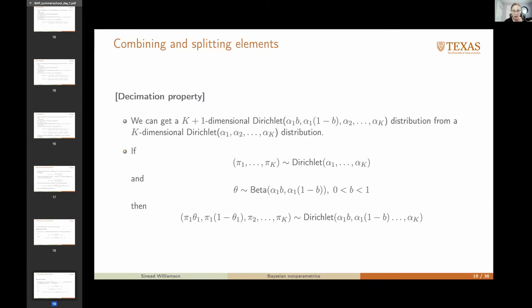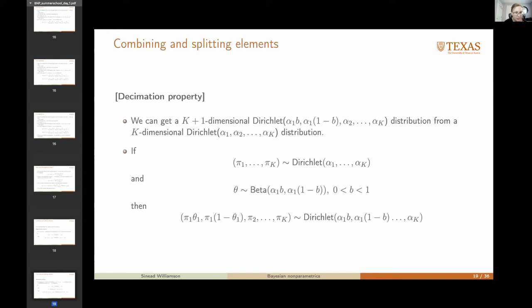I'm going to sample a beta random variable whose parameters are going to be the parameter of that first element times some number b between 0 and 1. And then the second one is going to be the parameter of that first element times 1 minus that b. I'm then going to use that proportion to split the first element. And that then is going to give me an expanded Dirichlet distribution where the parameters are that first element times b, that first element times 1 minus b, and then the remaining elements.